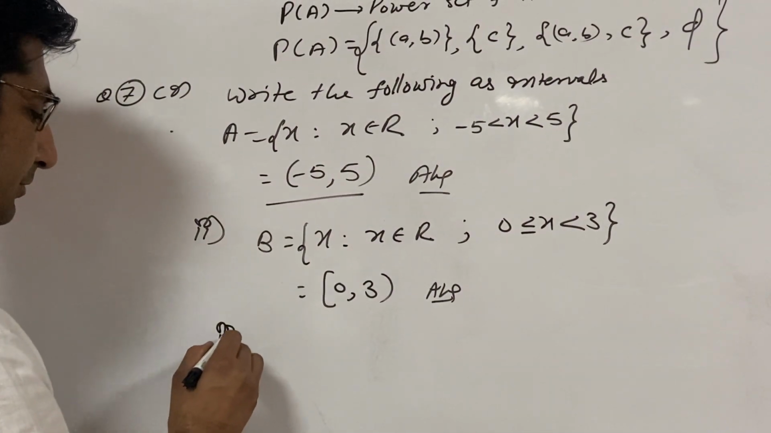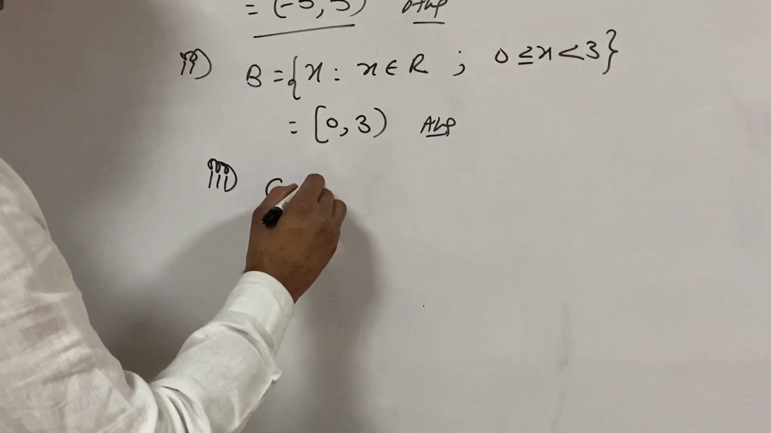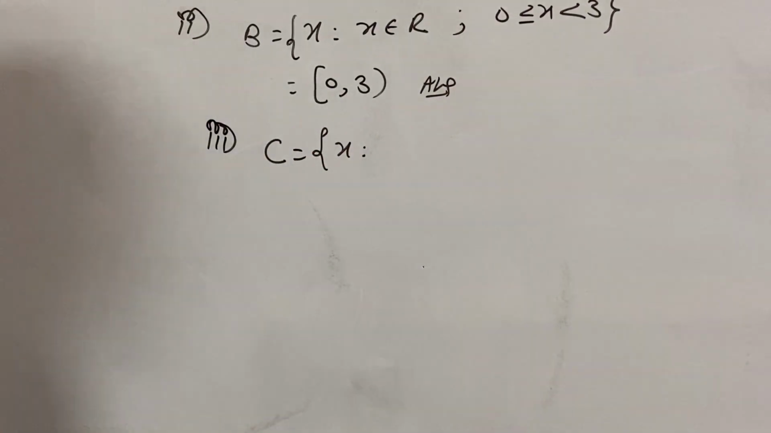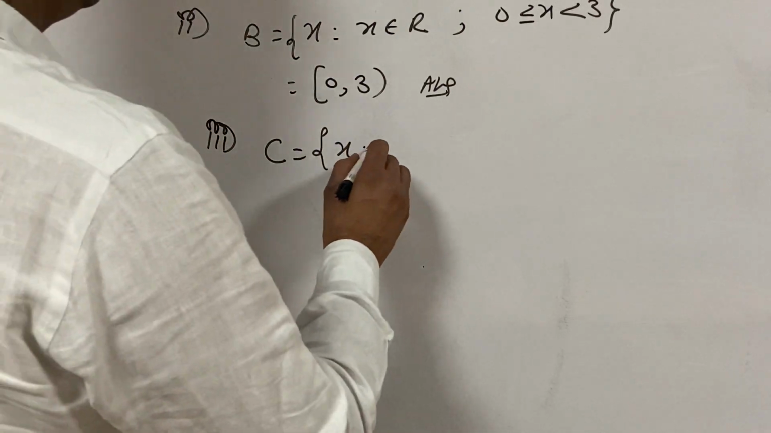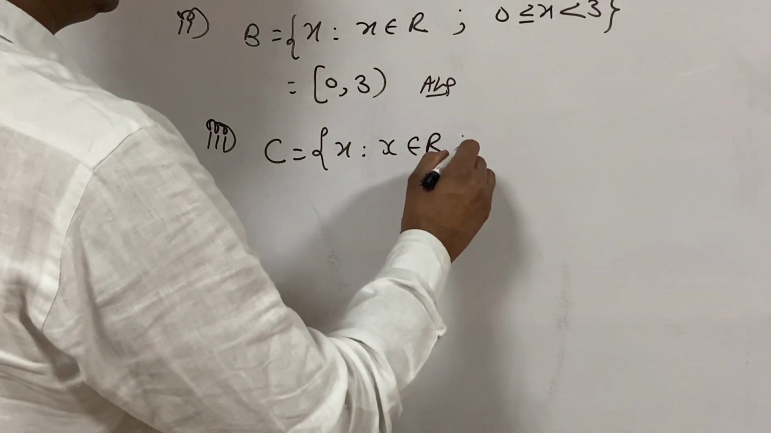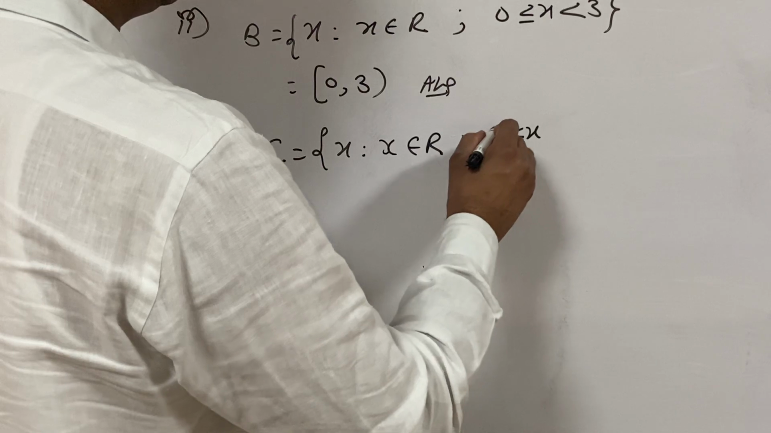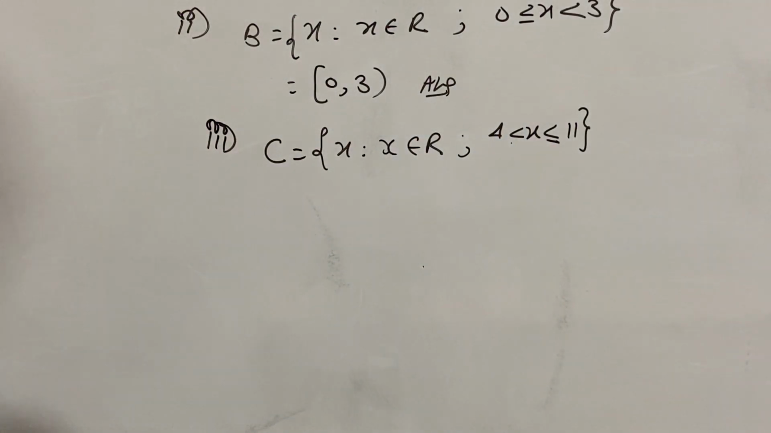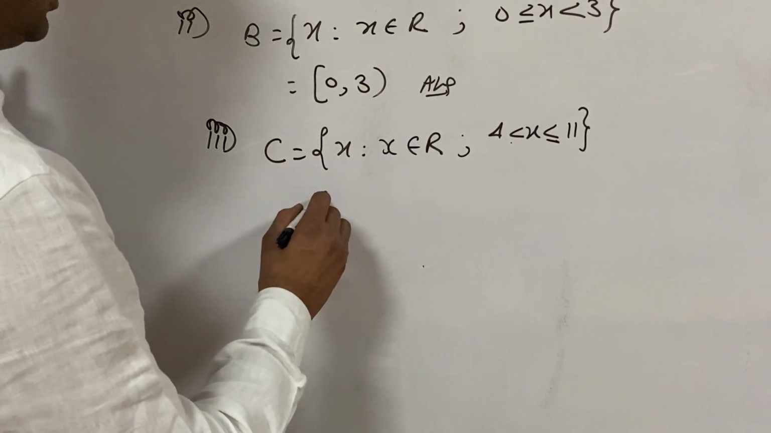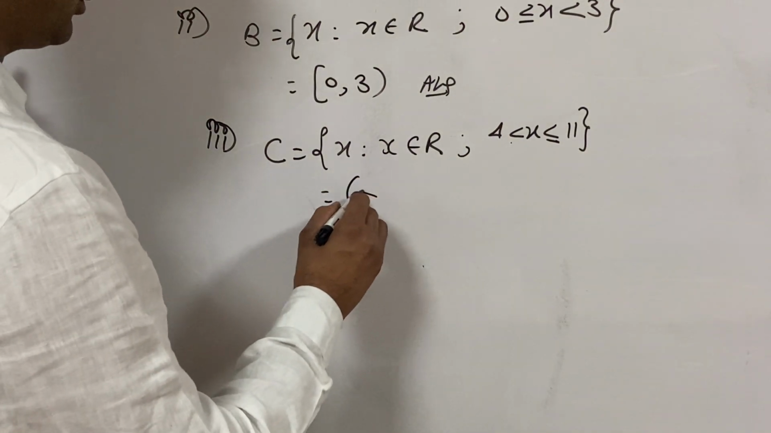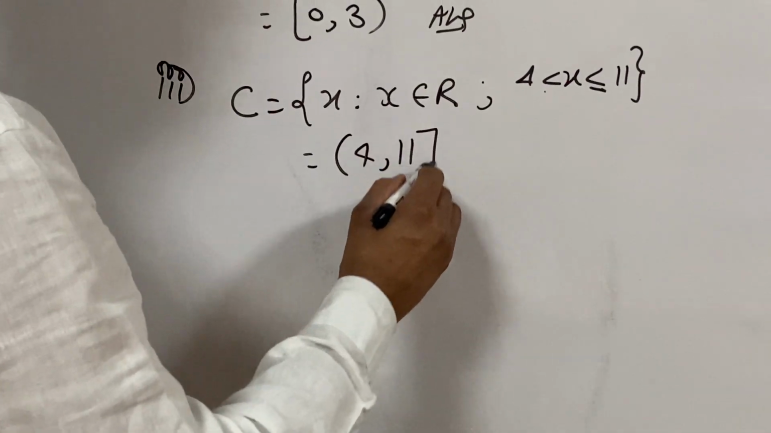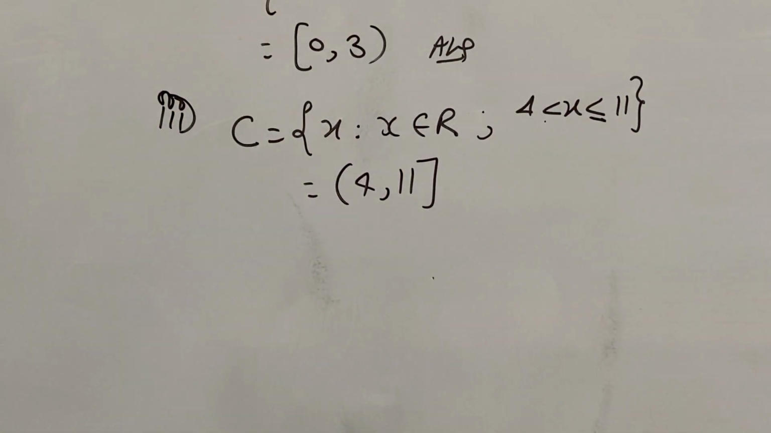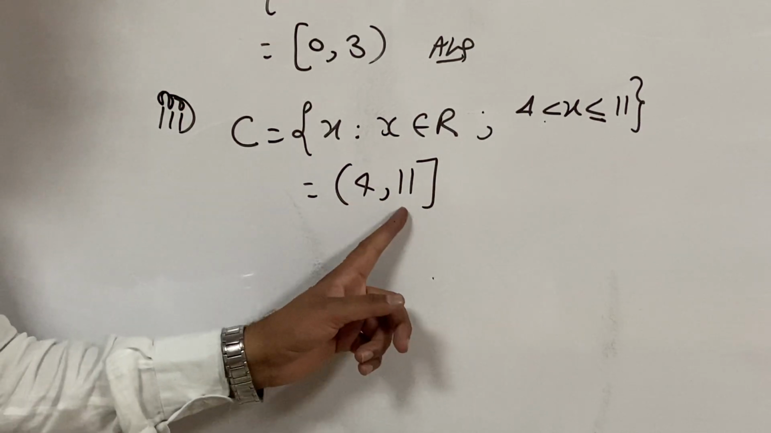Part number 3. C equal to {x such that x belongs to real and x lies between 4 and 11}. At 11 it may be equal to 11. This will be equal to (4, 11]: towards 4 it is open, towards 11 it is closed. It means x lies between 4 and 11 and may be equal to 11.